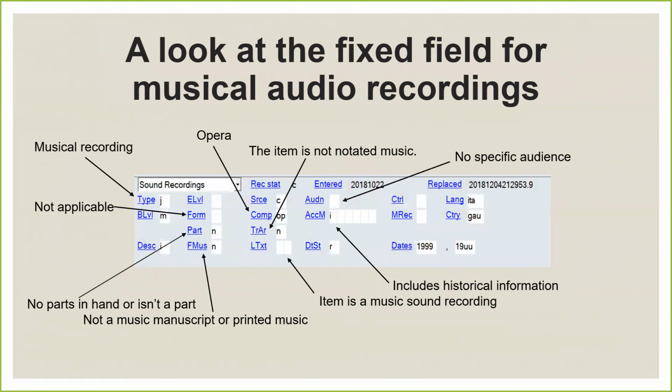This is a record for a musical audio recording, an opera. Since this is an audio recording, music parts, transposition and arrangement, and format of music are coded not applicable since those elements refer to a musical score. It is possible that you could have a musical audio recording that would include the score, and in that case, these elements would be coded accordingly. The item also contains a booklet that provides historical information about the opera.